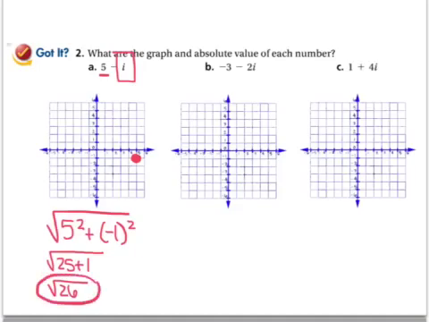So we don't have to simplify it? The square root of 26? Nope. And you don't have to put it in decimal form. Just leave it as the square root of 26.